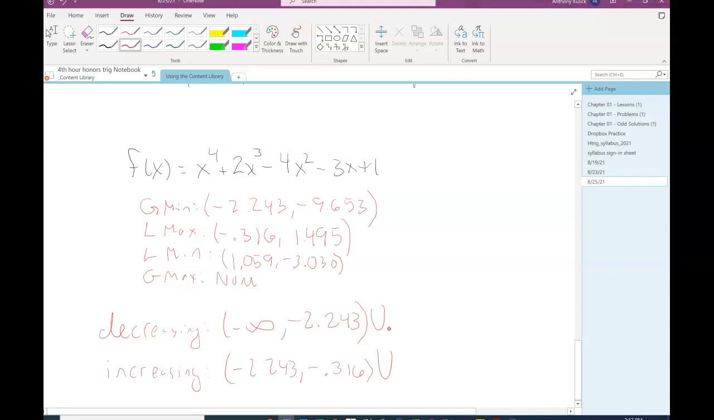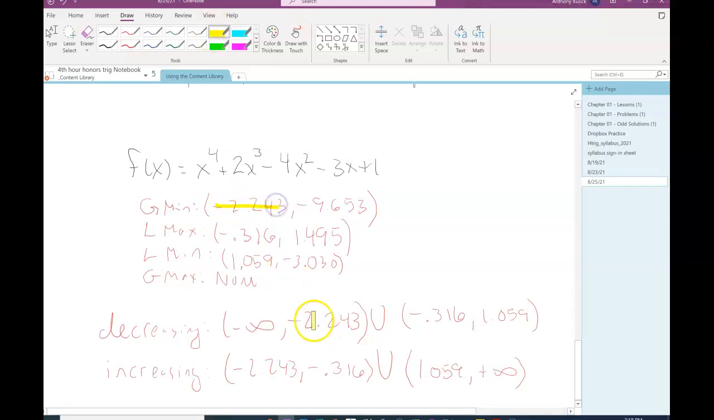Then from the local maximum, I go to the local minimum. So that's going down. So that's a decreasing piece. So the x-coordinate of the local maximum to the x-coordinate of the local minimum. And then after the local minimum, I have no more extrema. So the other half of a minimum, it comes down, and then it goes back up. That has to be increasing. So I go from the local minimum to positive infinity. I keep going forever.